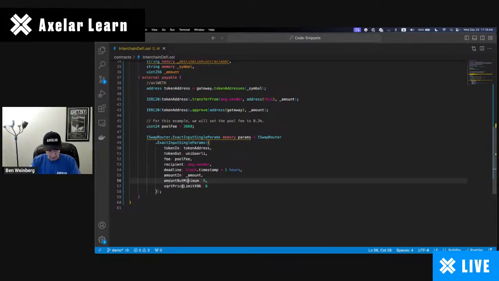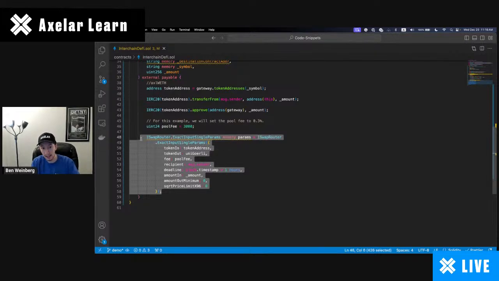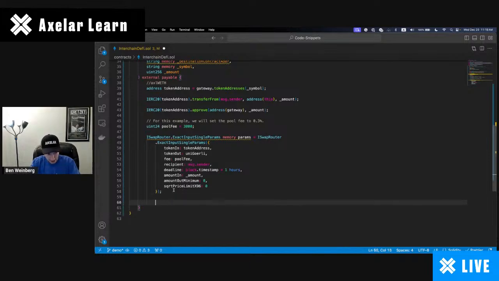Great. So now at this point, we have taken ERC20 tokens from our contract, sent them to this contract, and conducted what will be the message that we need to send to the Uniswap swap router contract. The issue is that for a message to actually go through on Axelar GMP, the Axelar network can't handle this random struct, the exact input single params. It needs to have a set type of a message. And the type of that message that we need to pass in is of type bytes. So we're going to encode this swap params.